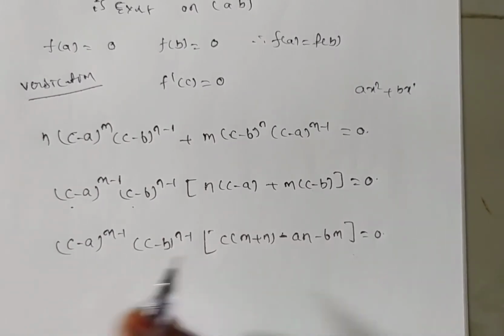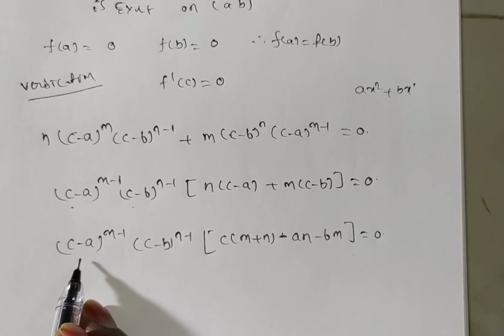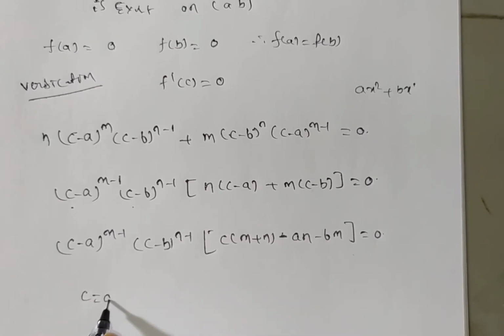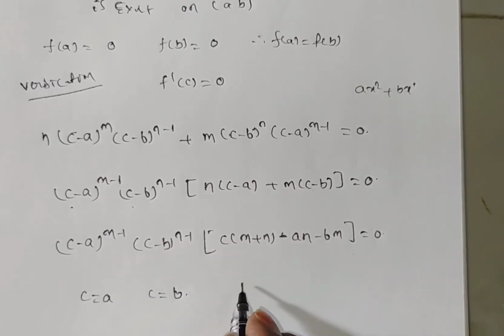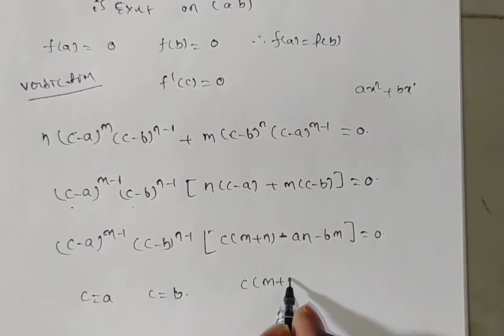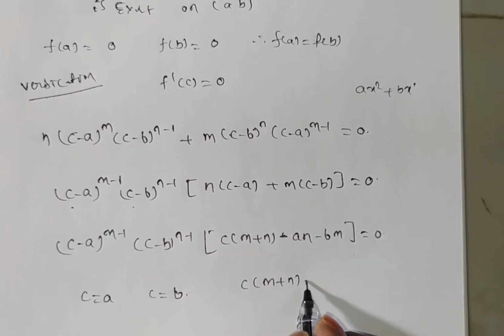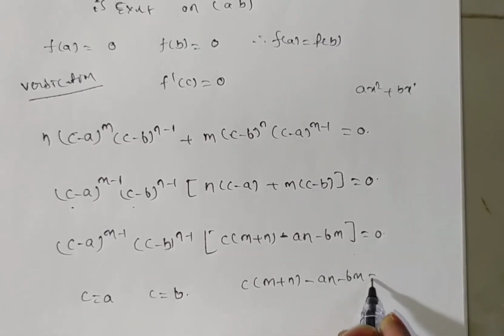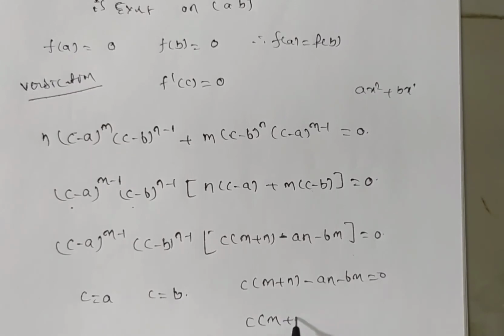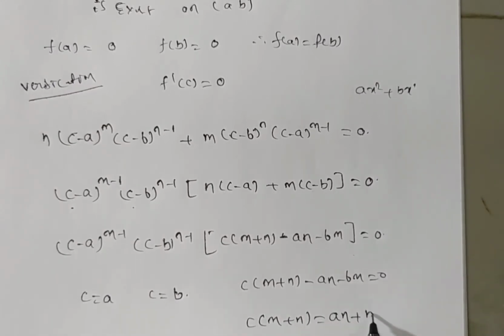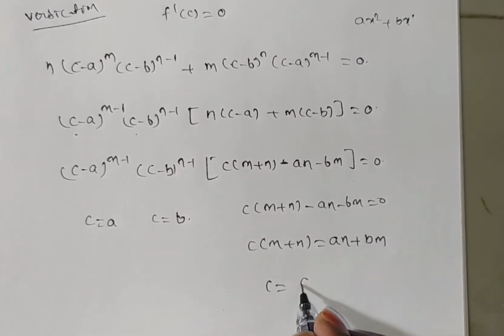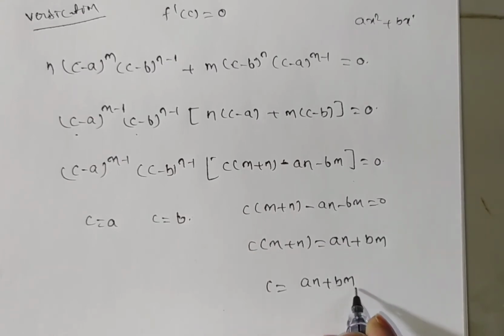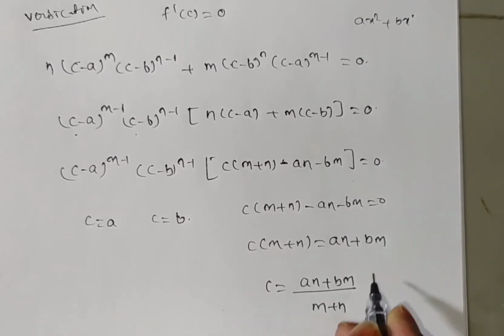If the first is equal to 0, then what will happen? c is equal to a. If the second is 0, then c is equal to b. And if the third is 0, then you observe c times (m plus n) minus an minus bm is equal to 0. So c times (m plus n) is equal to, taking this to the right side, an plus bm. Then c is equal to (an plus bm) divided by (m plus n).